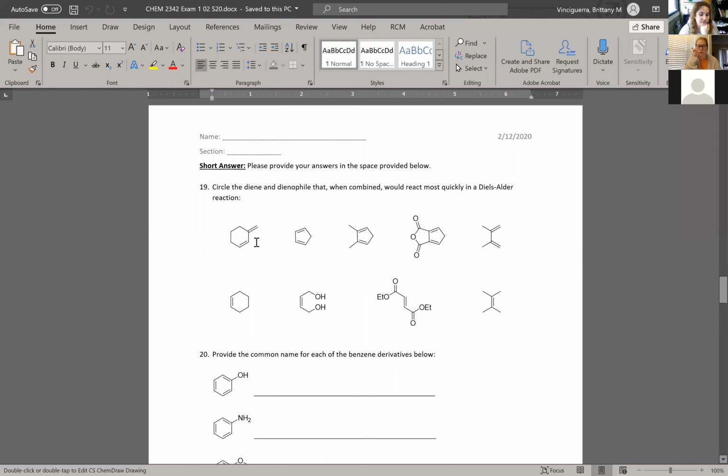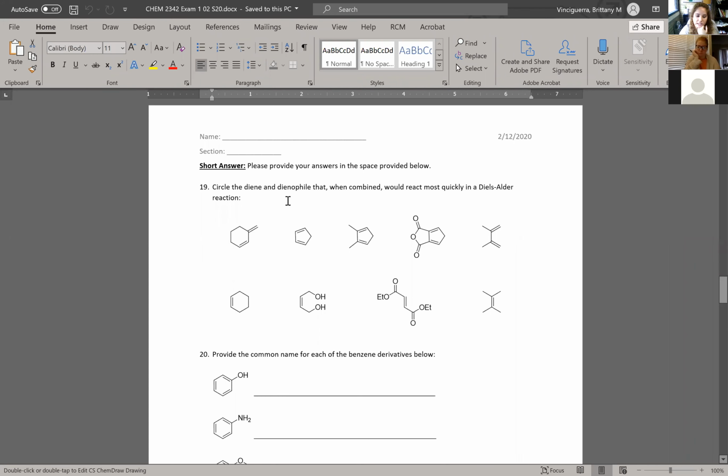I really like this type of question. You'll probably see a question kind of like this on Canvas. It says, circle the diene and dienophile that when combined would react most quickly in a Diels-Alder reaction. So this is asking you to pick the most reactive diene and the most reactive dienophile. The number one question that I got from students was, well, which ones are dienes and which ones are dienophiles? Do I pick one in the top and one on the bottom?